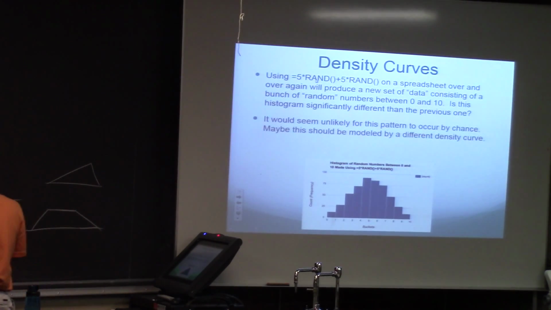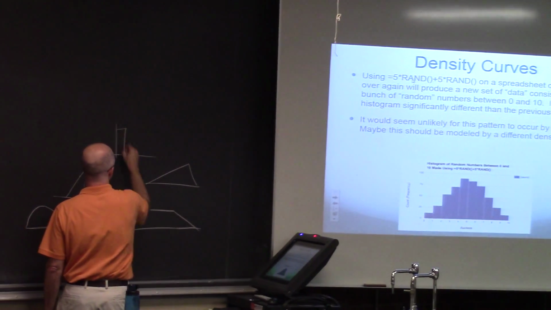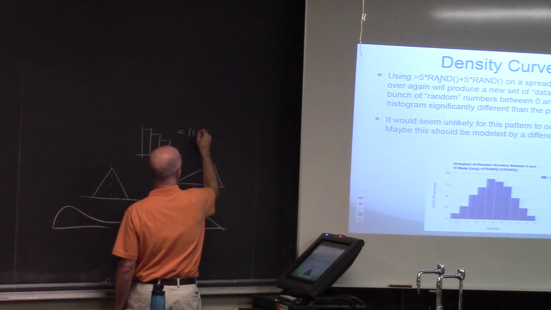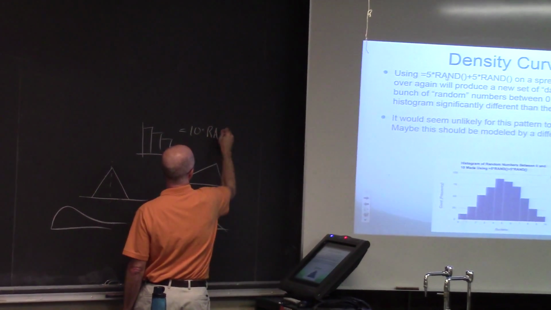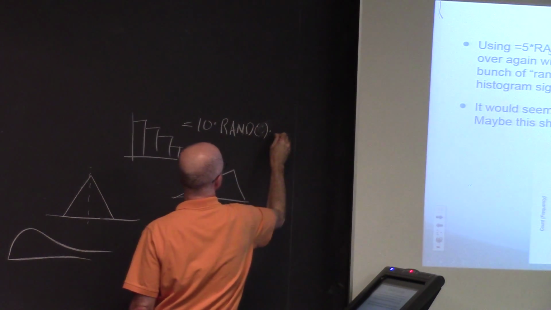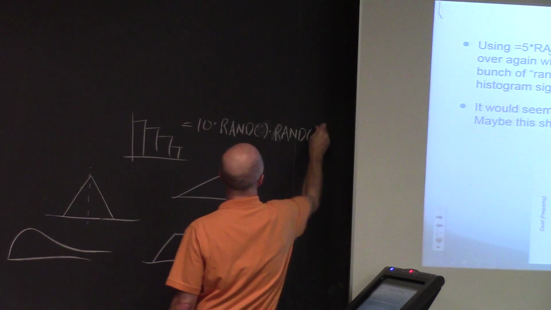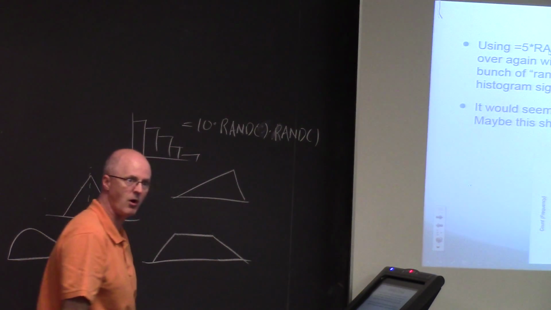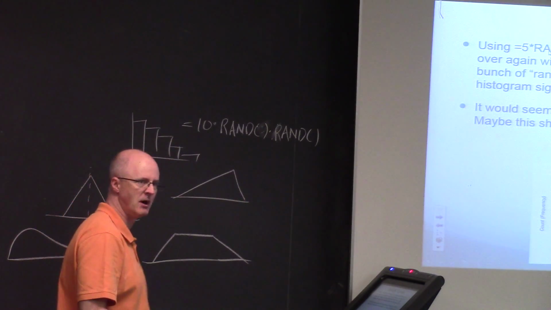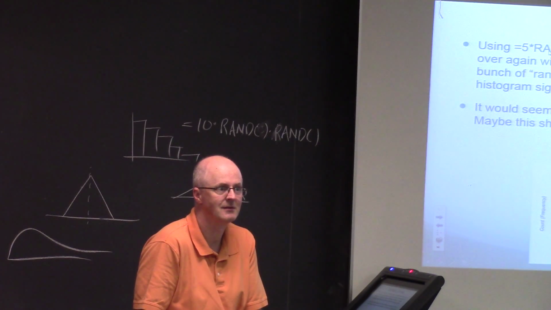In your electronic homework, you should have gotten distributions that were more like this, when you were using equals 10 times rand times rand. Smaller numbers were more likely. Why? Well, essentially, intuitively, it's because when you multiply two numbers between 0 and 1, you get a smaller number than both.